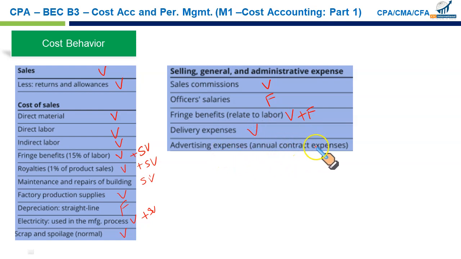And advertising expense, as it's not directly related to sales. Of course, sales go up with the advertising expense, but we can't establish a correlation or a very accurate mathematical model. So we assume it to be fixed cost depending upon the management discretion, what amount they would like to spend on advertising. So this is how we can differentiate between the behavior of different cost components in your income statement.